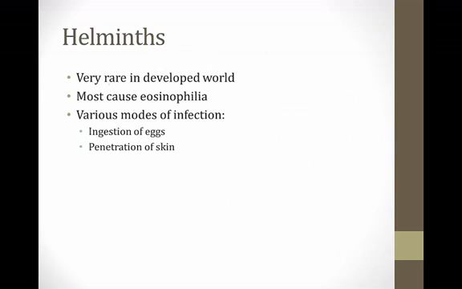So first, let's review a couple general principles. Helminth infections are very rare in the developed world. They almost always cause eosinophilia. So if they present you with a board question and the number of eosinophils in the peripheral blood are elevated, one of the things you should think about is a worm infection. And there are various modes of infection, but two of the common modes are to either ingest the eggs or to have the worm or the larvae penetrate the skin.